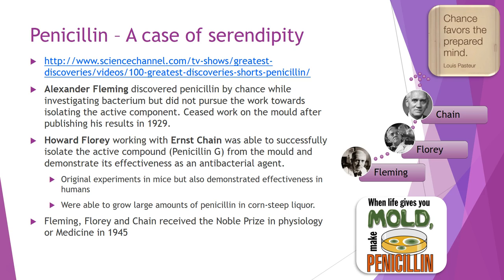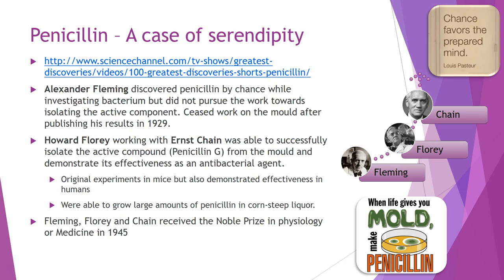So Alexander Fleming discovered penicillin by chance. So he is the scientist who discovered it by serendipitous discovery. He was investigating bacterium, but didn't want to pursue finding out what the active ingredient was.